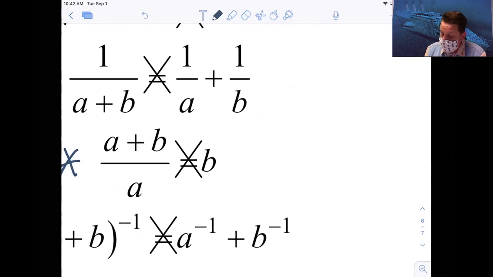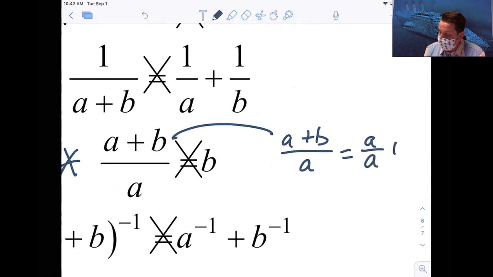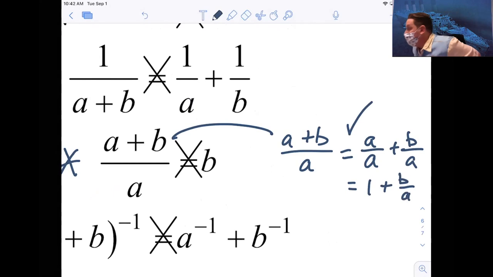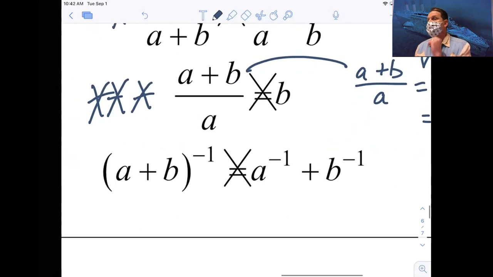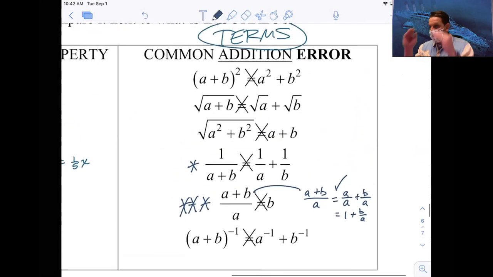Now, here's something you can do, and this is a strategy sometimes. You could say it's A over A plus B over A. That works. It's like getting a common denominator in reverse, right? You could split up terms in the numerator, and then that becomes 1 plus B over A. So there might be times where we want to split up the numerators. Can't split up denominators, but we can the numerators. And the last one here, A plus B inverse is not A inverse plus B inverse. They don't work. So in general, realize if they're added or subtracted, you've got to be extra careful. If they're multiplied or divided, you'd be like Zorro, divide things out.